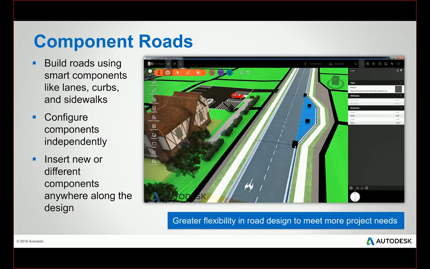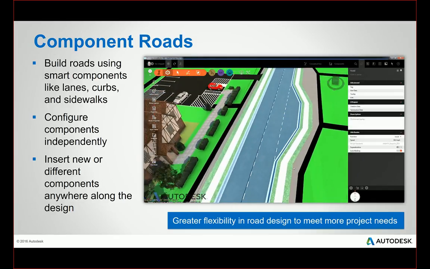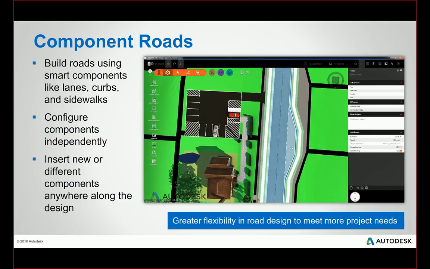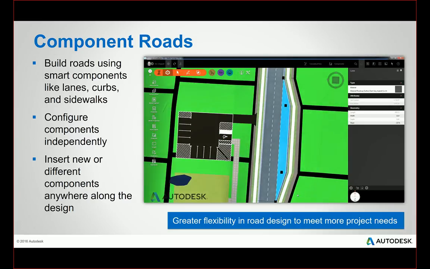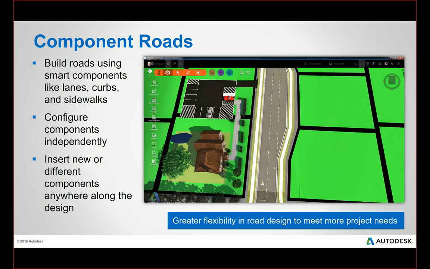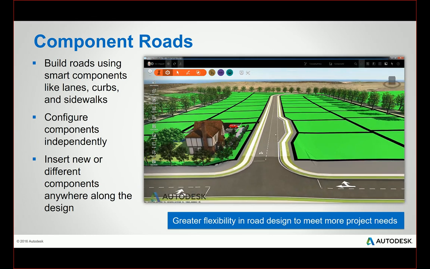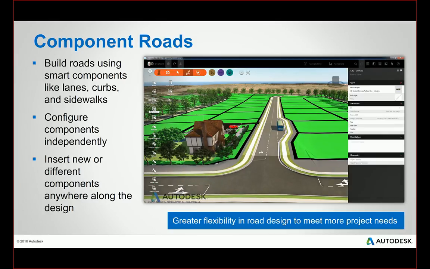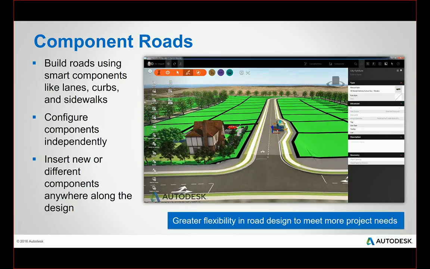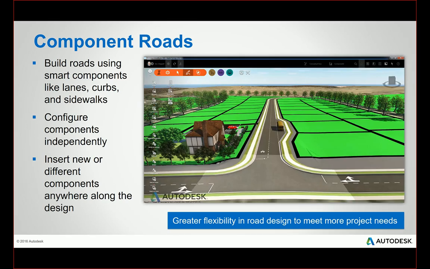You can also insert new components anywhere along the design. Here we are inserting a new lane component to create a bus bay. Not only can you add the bus lane, we also have full control over the tapers and geometry and location. Component roads are important as they will give you greater flexibility in your road designs to meet project needs. And really I see component roads as the way forward with InfraWorks 360, as they just give you so much more flexibility.